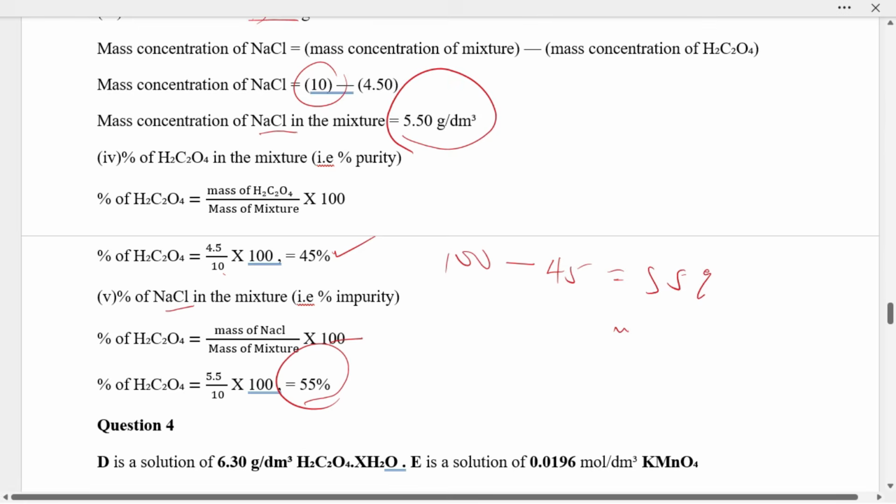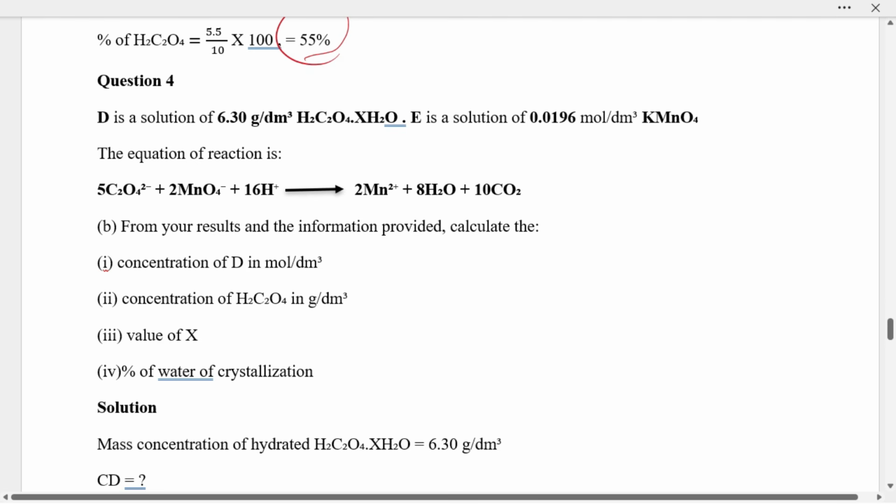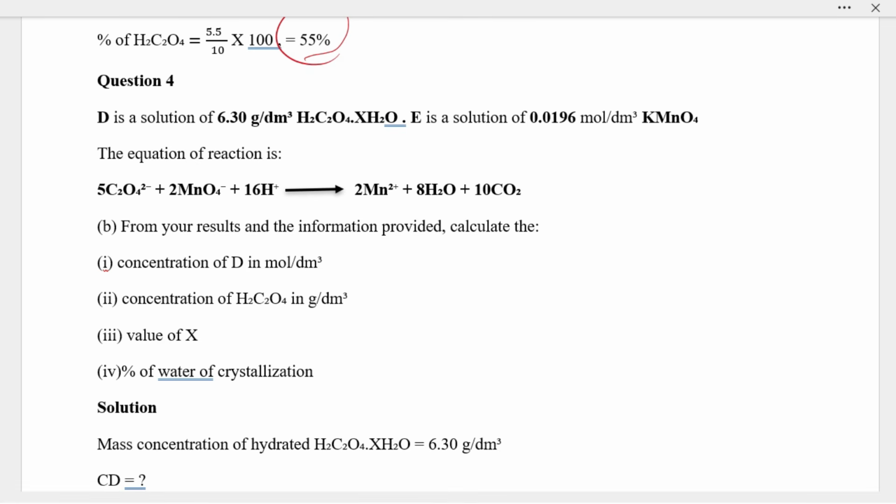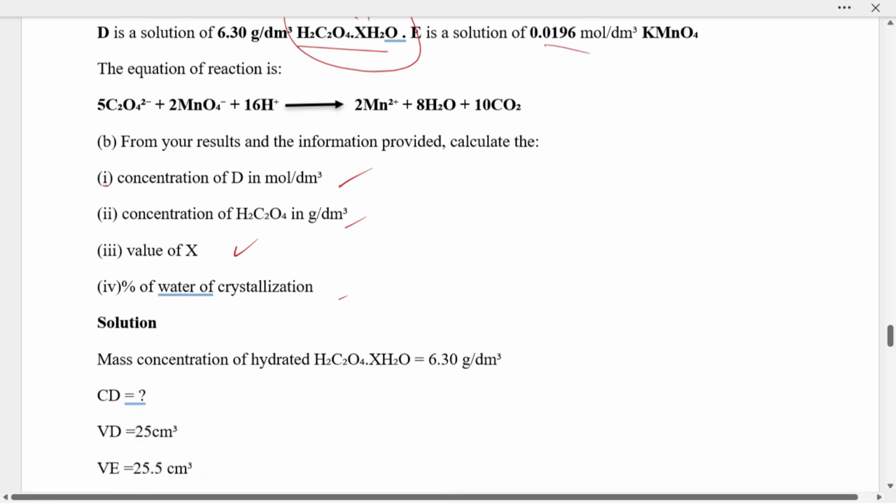All right. Question number 4. Please take note of this question. It's not the least question, but a powerful question. D is a solution of 6.3 gram per dm³ of H2C2O4.xH2O. It is titrated against a solution of 0.019 M KMnO4. Now, when you see something like this, definitely you'll be asked to calculate the value of X. So prepare for that. Concentration of D in mole per dm³, concentration of D in gram per dm³, value of X, and water of crystallization. Very simple.